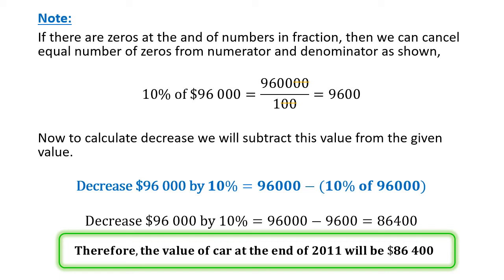Then to calculate the decrease, we will subtract 10% of 96,000, that is 9,600, from the initial value, that is 96,000, as shown in steps. After subtraction we have 86,400. Therefore, after decreasing 10%, the value of the car at the end of 2011 is $86,400.